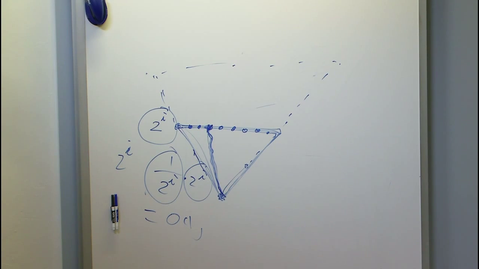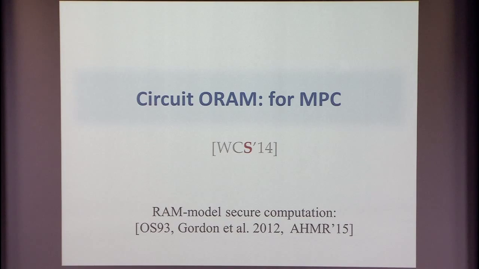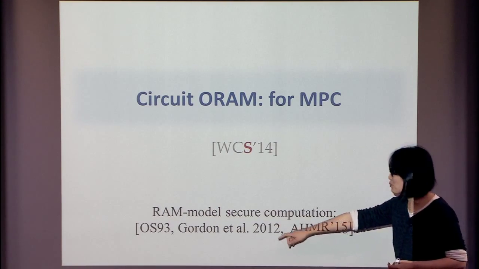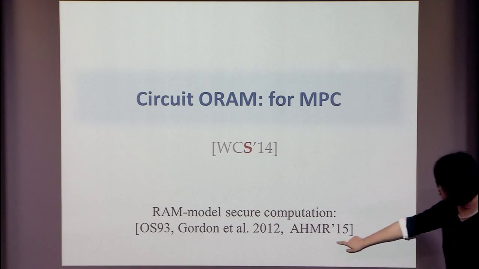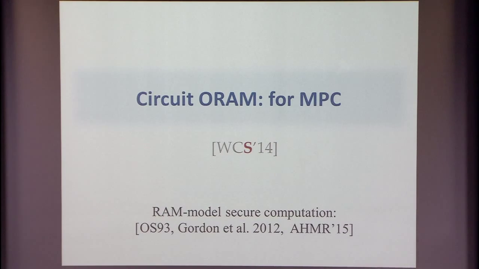Okay, so that's Path ORAM. And Path ORAM is great for implementing in secure processors. And if you want to implement ORAM in secure multi-party computation, things are a little different. RAM model secure computation was first proposed by Ostrovsky and Shoup, and then Gordon et al. implemented RAM model secure computation using the binary tree ORAM in 2012, and then this is the latest result on malicious secure RAM model computation, and it appeared in Eurocrypt 2015.